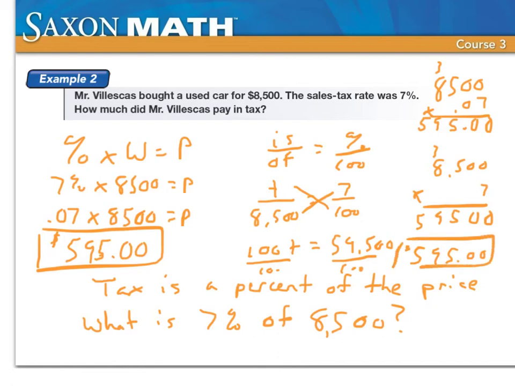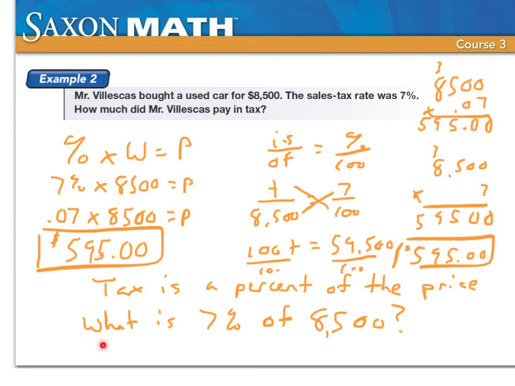So again, notice on this method, there are two ways to think about this: is over of, also part over whole. So the whole price went on the bottom. The part is the tax. I wanted to know how much money I am paying in tax, so I didn't know that. That's what I wanted to find out. And the percent always goes over 100.